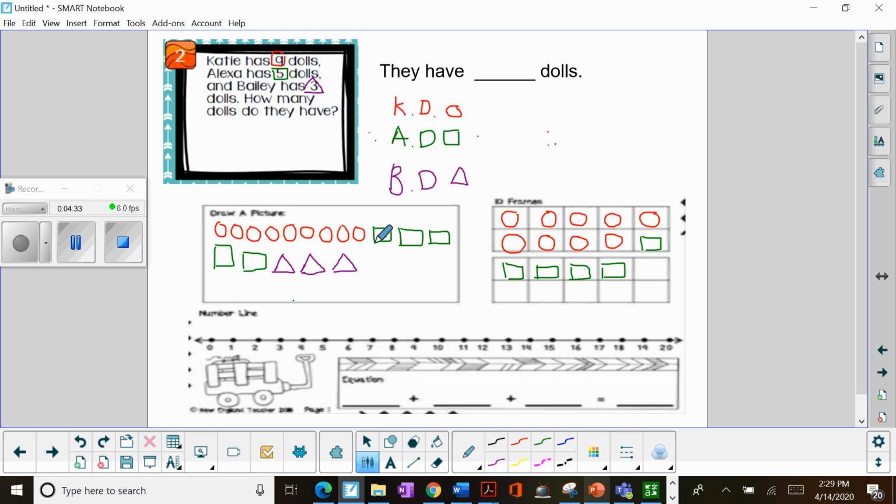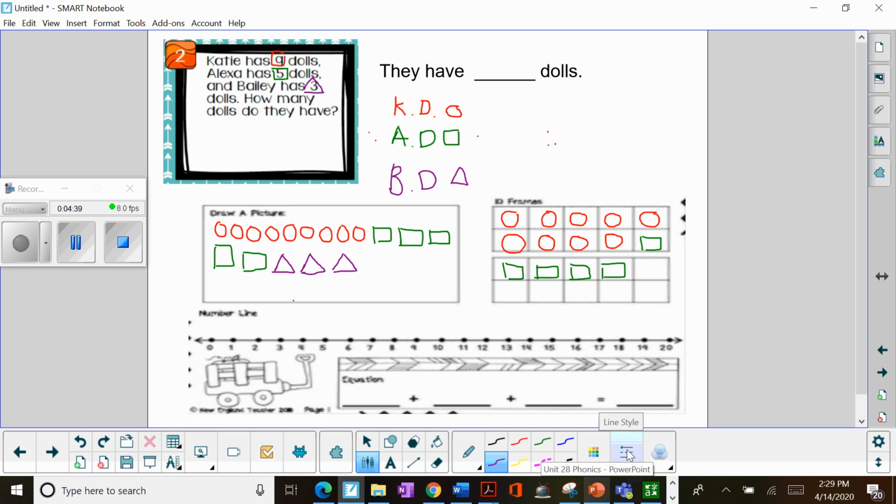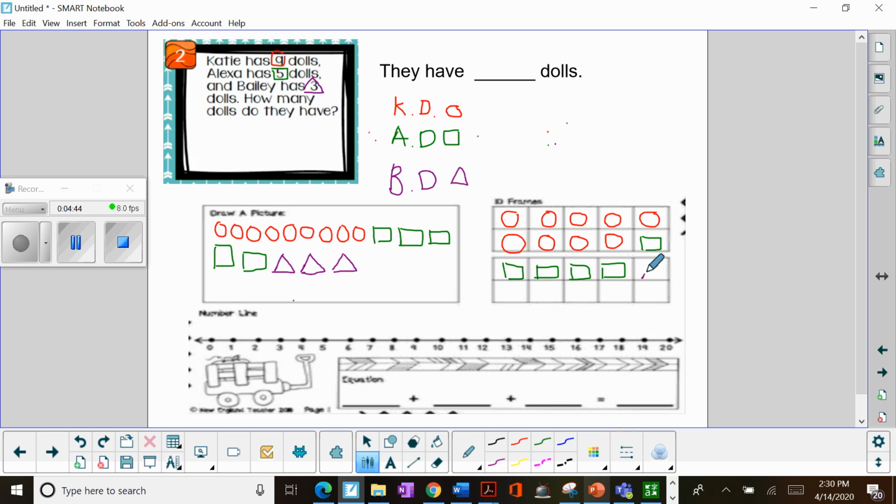And then 3 purple triangles for Bailey's dolls. Let me change it to purple first. 1, 2, 3.